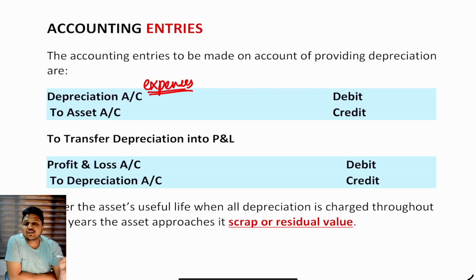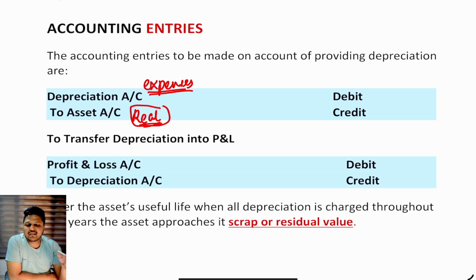And further, the asset account is to be credited. The asset account is a real account. All the asset accounts are real accounts. As per the real account golden rule, it says debit what comes in and credit what goes out. So definitely the value of the asset is reducing, so we have to credit that particular account, right?